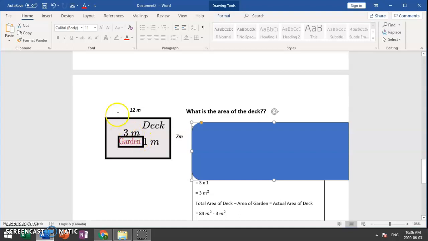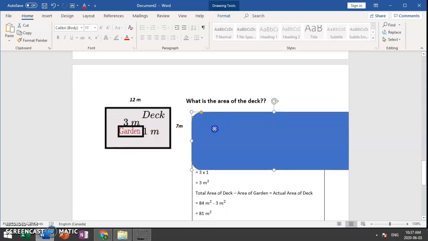The dimensions of the deck are 12 by 7, and of the garden 3 by 1. So it's trying to get us to find the area of this right here. To do that, we have to find the area of this full big rectangle and subtract the area of the garden inside of it. Hopefully that makes sense. So pretty straightforward how we're going to do that.